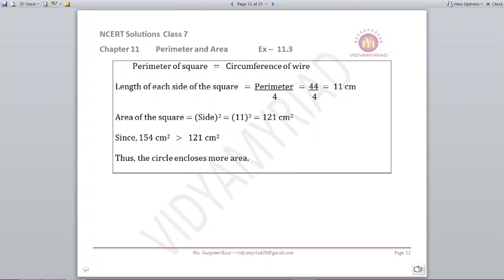And here we can see that if we compare the circle and the square, the circle encloses more area. It has more area. The area of the circle was 154. Area of the square is 121. So the area of the circle is more than the square.